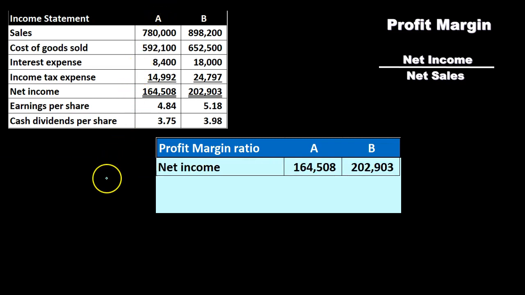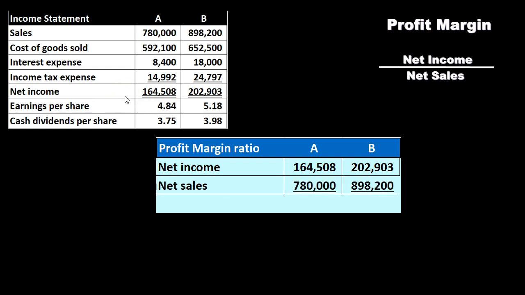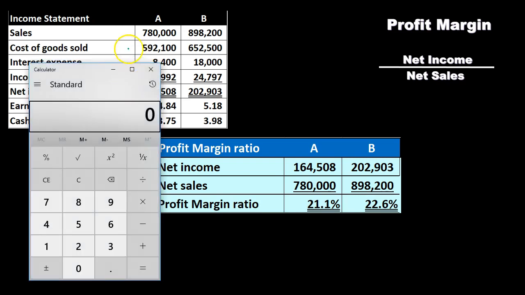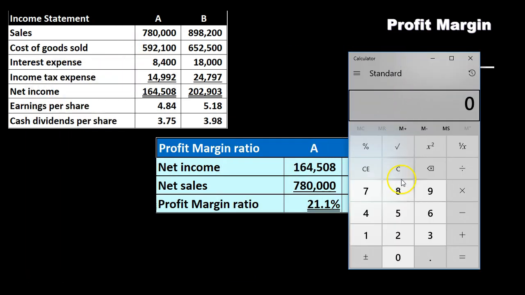We're going to start off with the net income. Net income is going to be the bottom line, so the 164,508 and the 202,903. We're going to divide that by the sales. So this is going to be the top line. This is what we're generating, the revenue, minus all the expenses gets us down to the bottom line. We divide those two out and we get our profit margin. So if we were to calculate that with a calculator for A at least, it would be the 164,508 divided by the 780,000. And that's going to give us the 21.1 about.